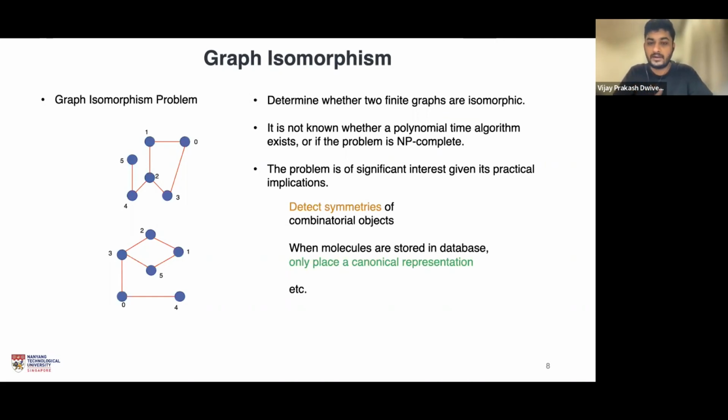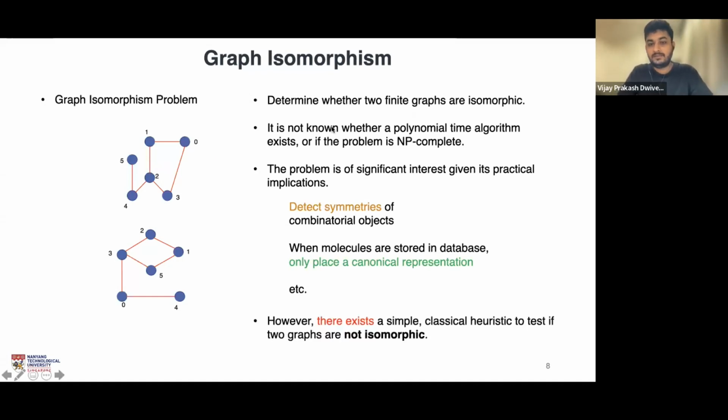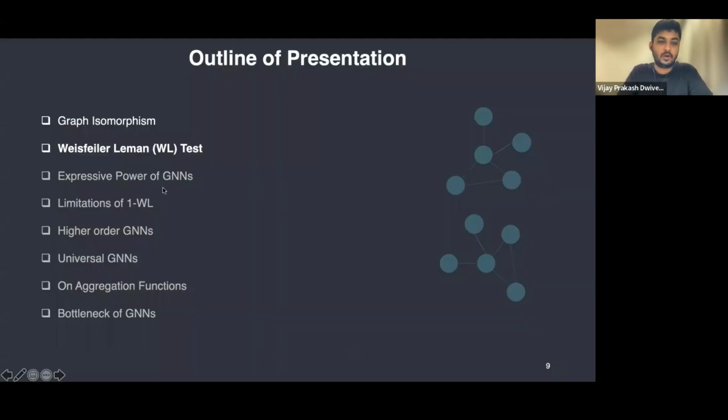So it's important to have an algorithm to detect such symmetries so that we only store a canonical representation of the graph in the database. These are very useful practical implications of this problem. So even if this doesn't exist, there is a classical heuristic to test if two graphs are not isomorphic, which is called the Weisfeiler-Lehman test.